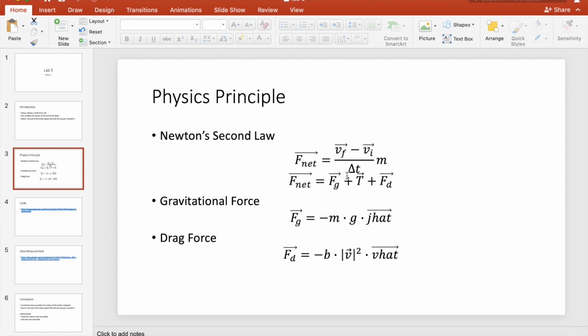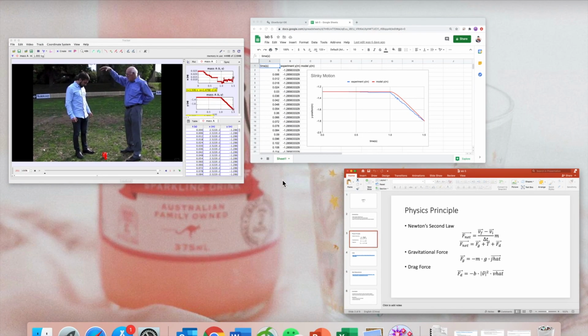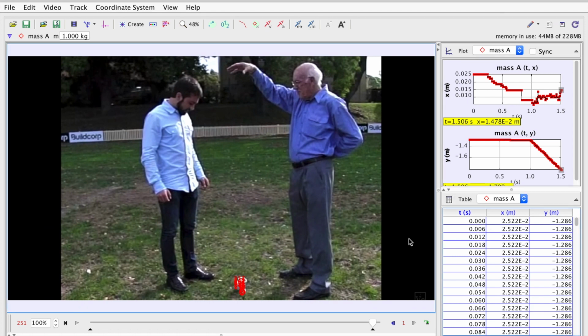Here is the physics principle. The first one is Newton's second law. Net force is equal to rate of change of velocity times mass, and the net force is the sum of gravitational force, tension given by the slinky, and the drag force. Gravitational force is negative mass times gravitational constant times j hat, and drag force is negative b constant times speed squared times v hat.